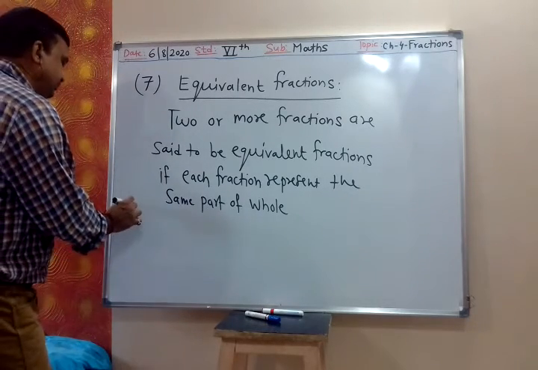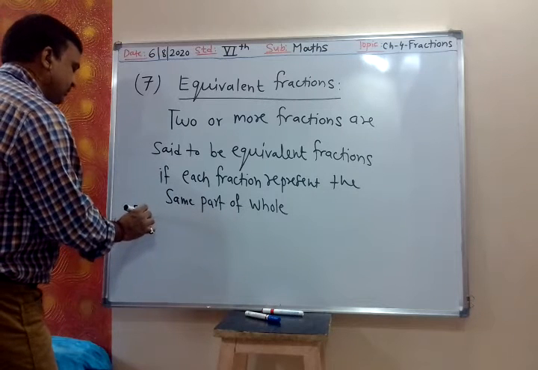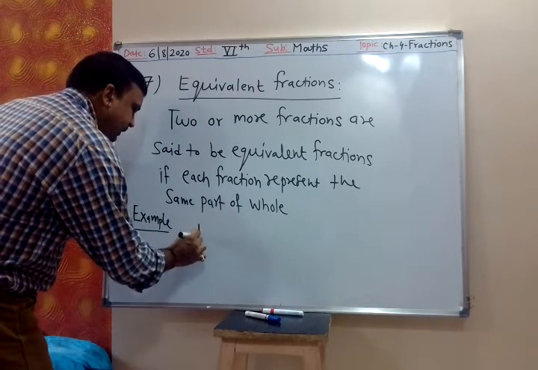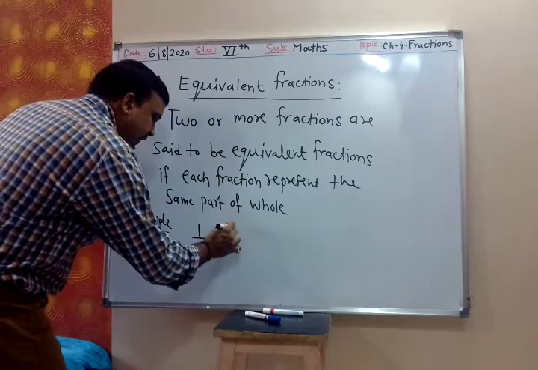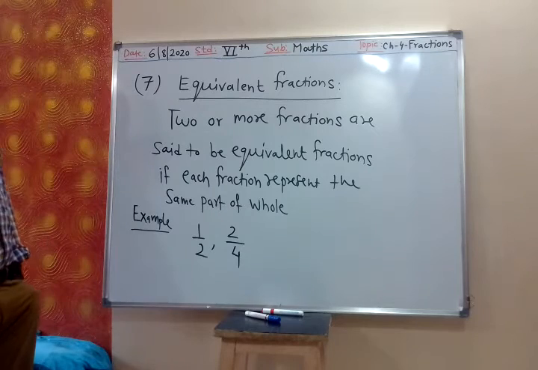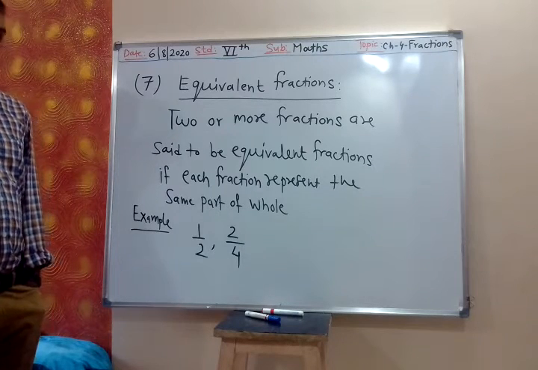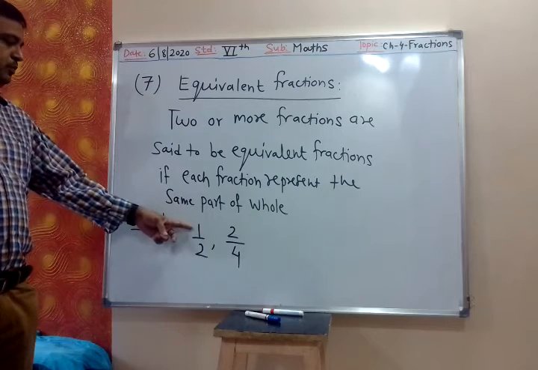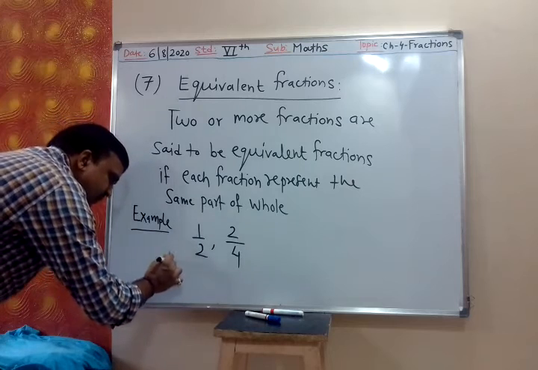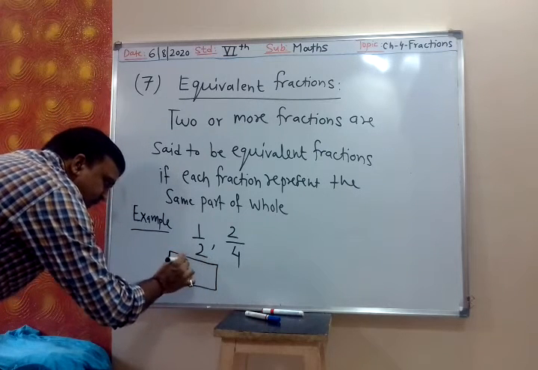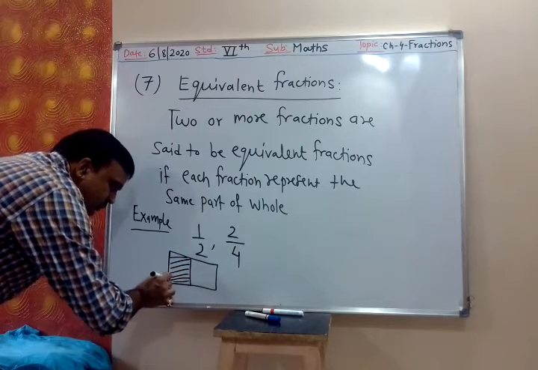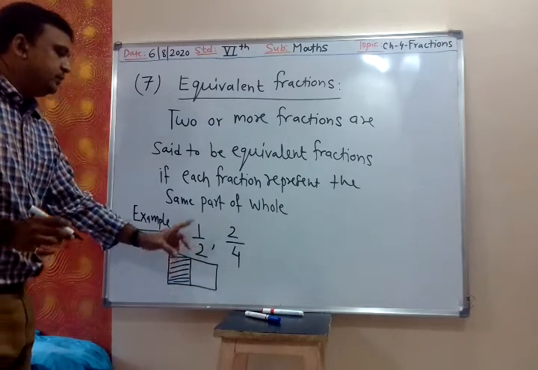For example, we can take the example 1 by 2 and 2 by 4. 1 by 2 and 2 by 4, they are equivalent fractions. Because 1 by 2 means there are two parts, and 1 by 2 means one part of the whole.